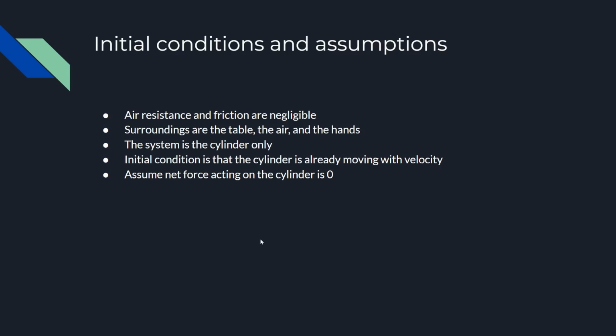Some initial condition assumptions include that air resistance and friction are negligible. The surroundings are the table, the air, and the hands. The system is the cylinder only, and the initial conditions are that the cylinder is already moving with velocity and the net force acting on the cylinder is 0.